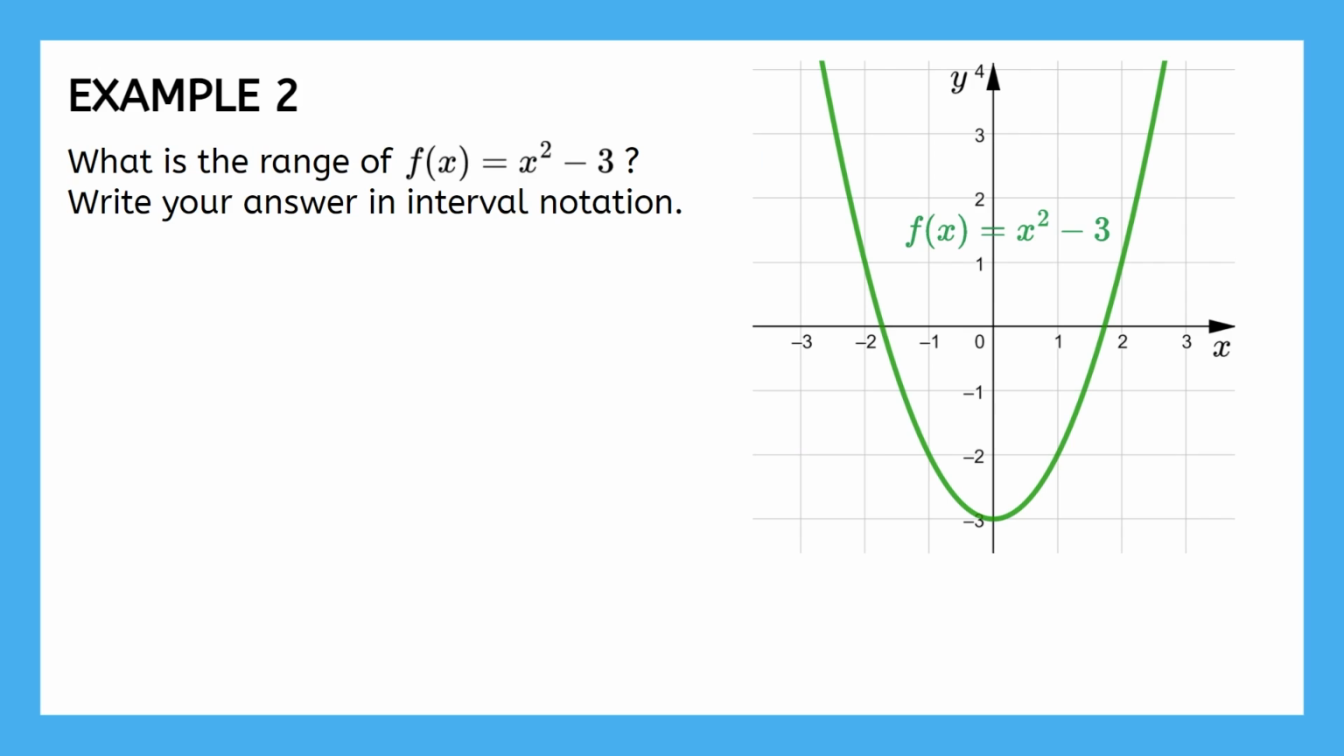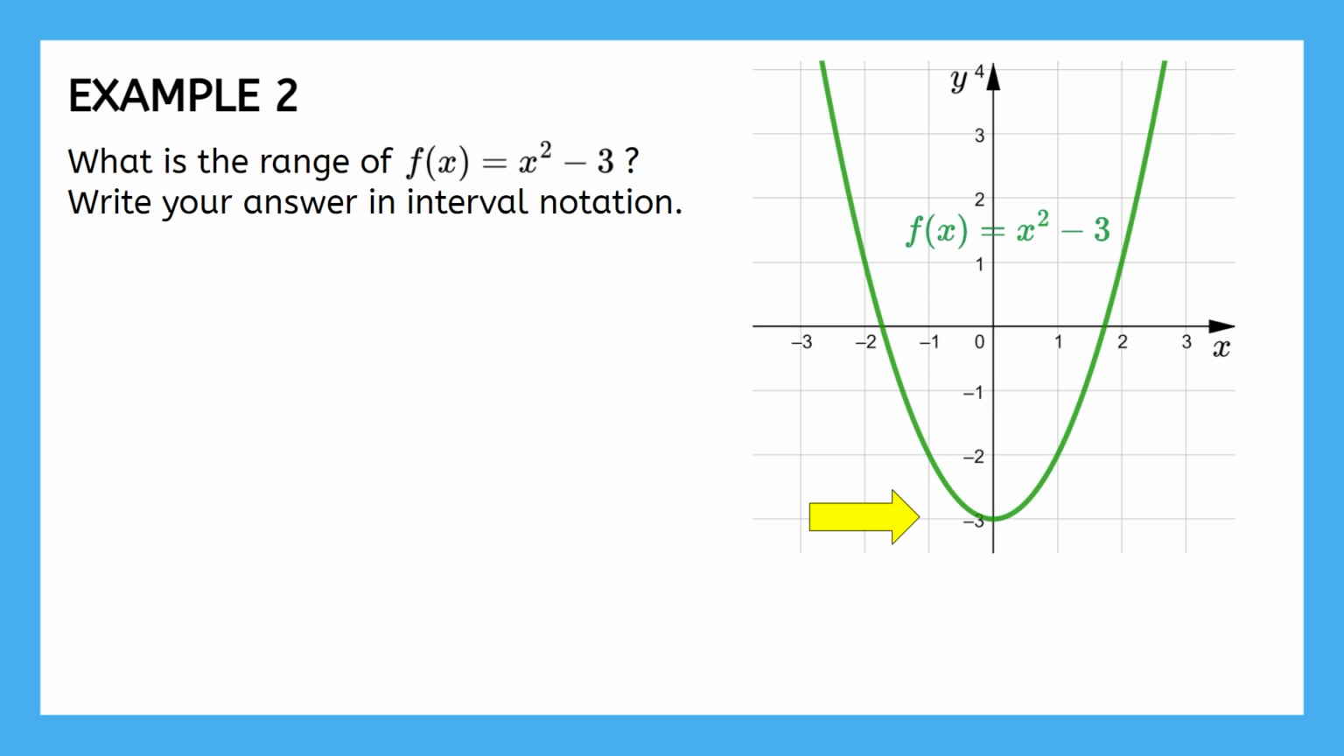Now let's try an example of finding the range of a function and writing it in interval notation. What's the range of the function f of x equals x squared minus 3? Let's take a look at the graph provided. We're asked for the range. The range is all possible y values or outputs of the function. It looks like this function goes up infinitely high on either side, and it reaches as low as negative 3.